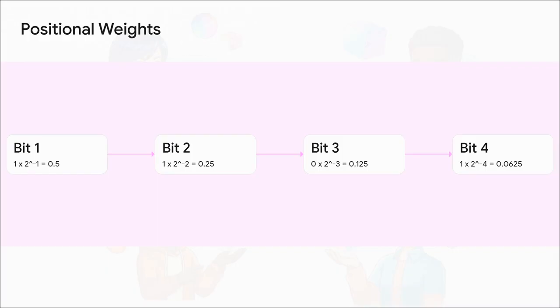So let's lay out the mechanics here. That first bit is a 1, and it carries a weight of 2 to the power of minus 1. The second bit, another 1, is weighted at 2 to the minus 2. Then the third bit is a 0, weighted at 2 to the minus 3. And finally, that last bit is a 1, with a weight of 2 to the minus 4. Remember, these aren't just abstract numbers floating in space. They are actual concrete fractions of reality. We're talking 0.5, 0.25, 0.125, and 0.0625.